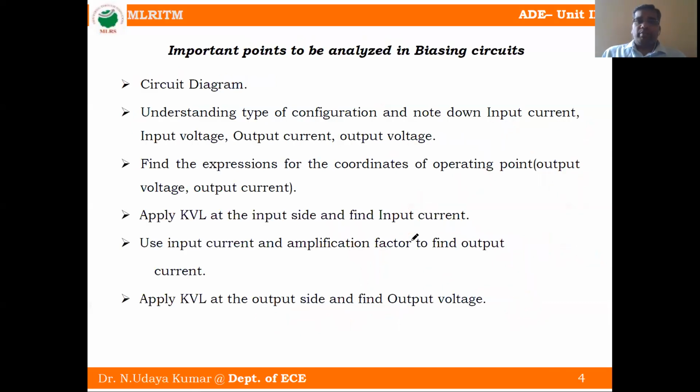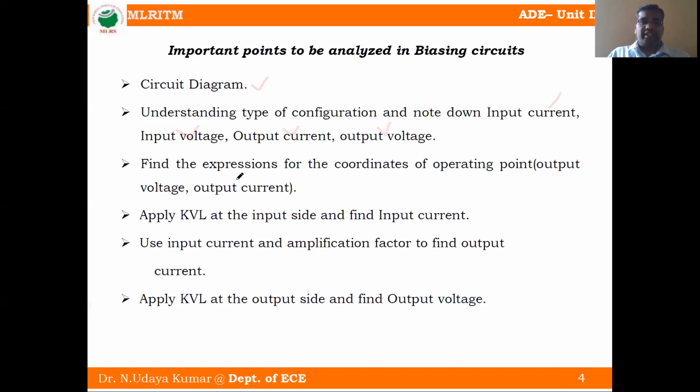Some important points to be analyzed in biasing circuits. You have to remember these points while deriving the stability factor in biasing circuits. These points are common to all biasing methods. For every biasing method, there is a circuit. First one is the circuit diagram. Then what is the next step? Understanding the type of configuration, and noting down the input current. Left hand side is the input, right hand side is the output. We have to note down the input current and input voltage, then output current and output voltage. So that is the second step.